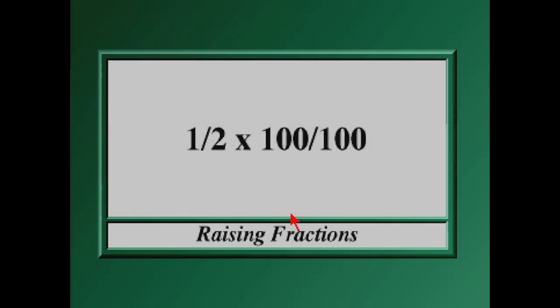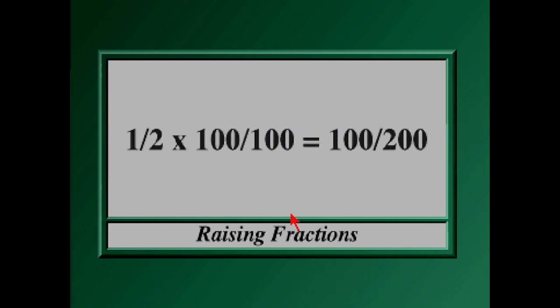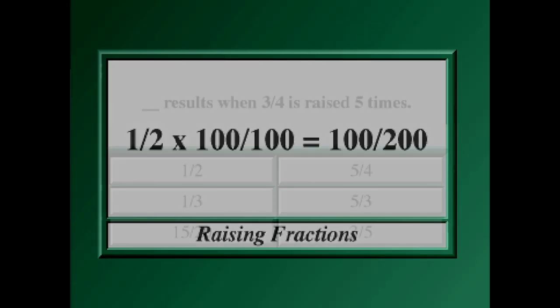Suppose 1/2 needs to be raised 100 times. Multiply both the numerator and denominator by 100. The fraction 1/2 becomes 100/200ths.